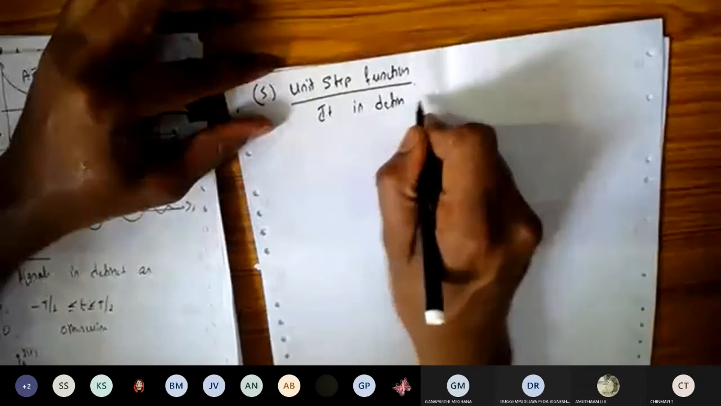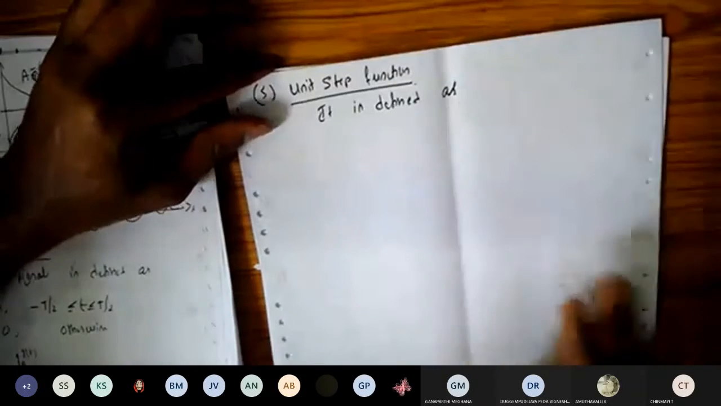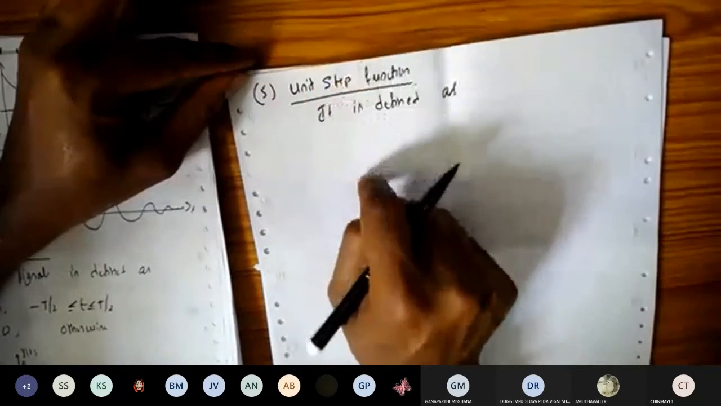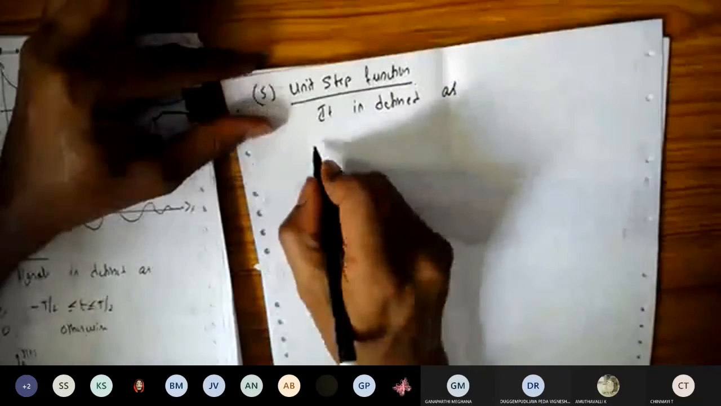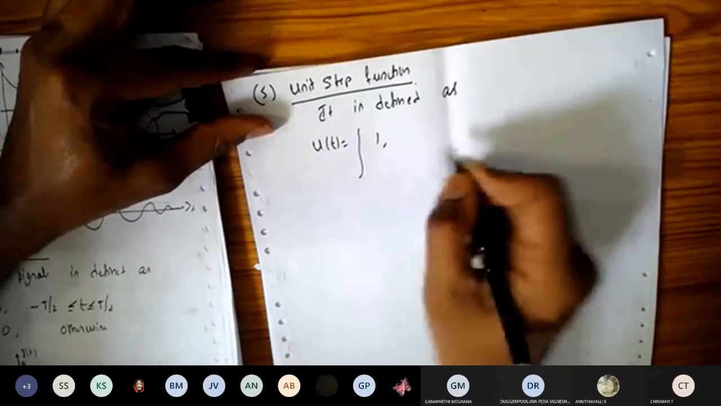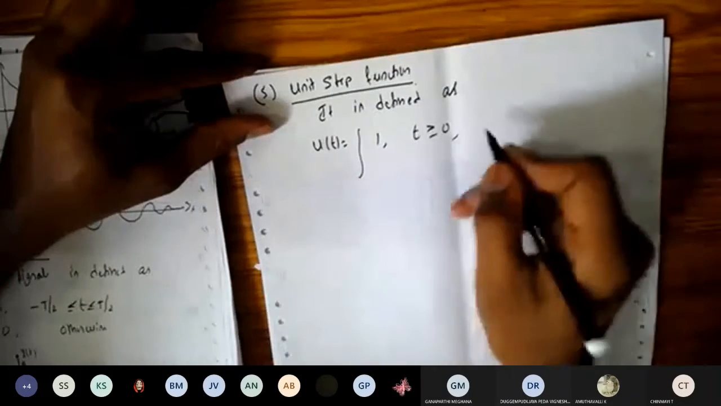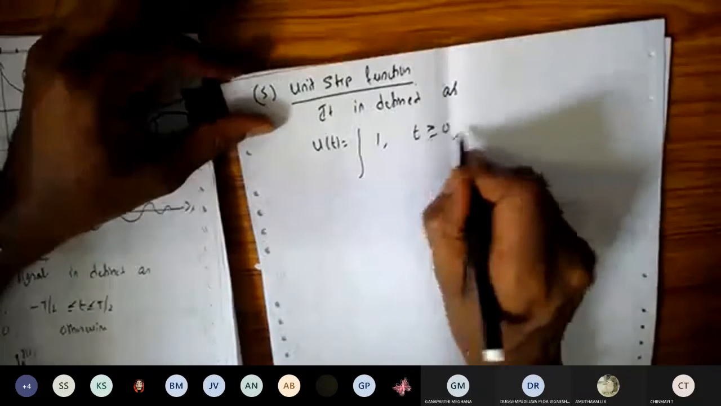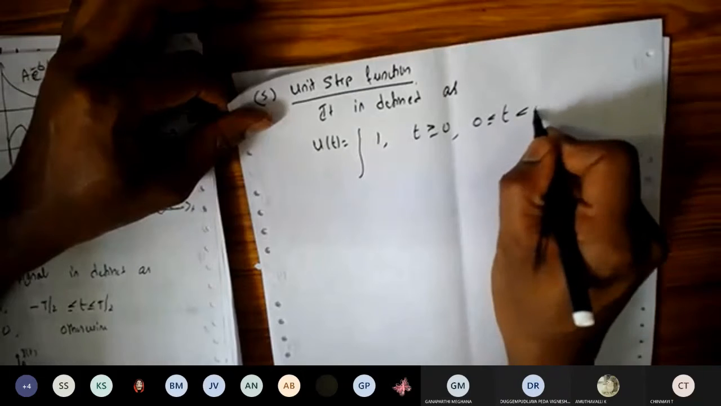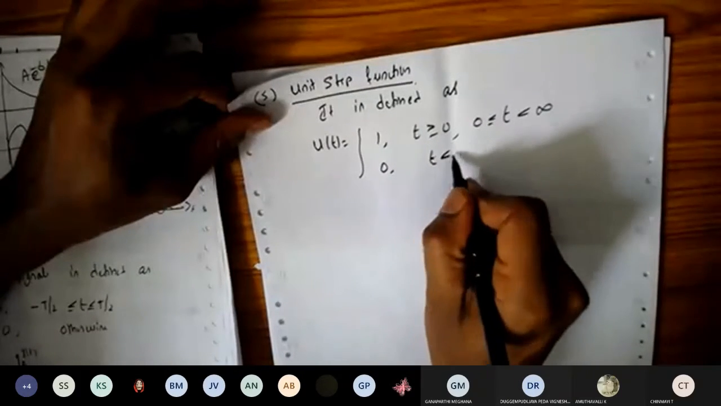The unit step function is defined as follows. As the name indicates, unit is nothing but 1, and step is nothing but one step. It is defined for a continuous time signal like this: u of t is equal to 1 for t greater than or equal to 0. That means t can take values from 0 up to infinity, and it is 0 for t less than 0.